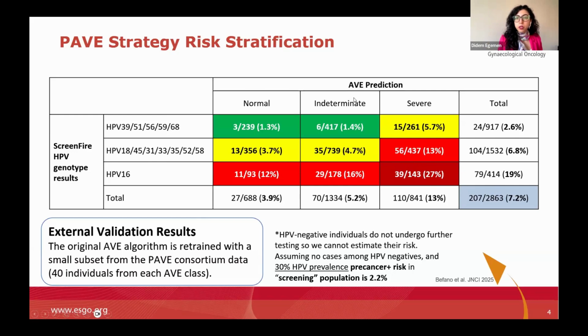With this combination of the AI-based visual test and the HPV genotyping test, that 7.2% risk increases to 27% if we know that individuals are infected with HPV 16 and their cervix looks really severe. And then the risk goes all the way down to 1% if they are infected with the least risky HPV types and their cervix looks normal.